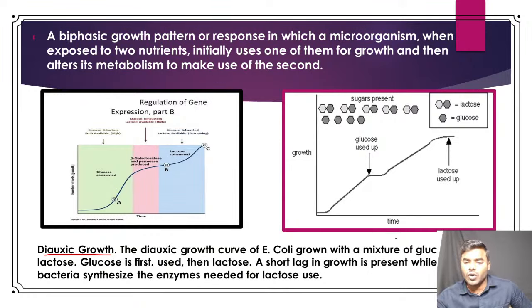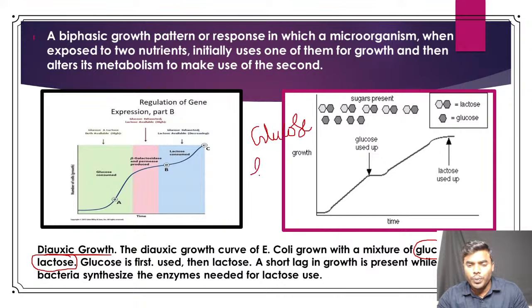Diauxic growth curve can be shown whenever a bacteria is introduced into a culture which is a mixture of glucose as well as, friends, lactose. Please don't get confused with this particular point. Now friends, I am a bacteria. What you people have done, you provided me a mixture of glucose and lactose. Now what will I do, being a bacteria? I never prefer the lactose initially. Why don't I prefer the lactose initially?